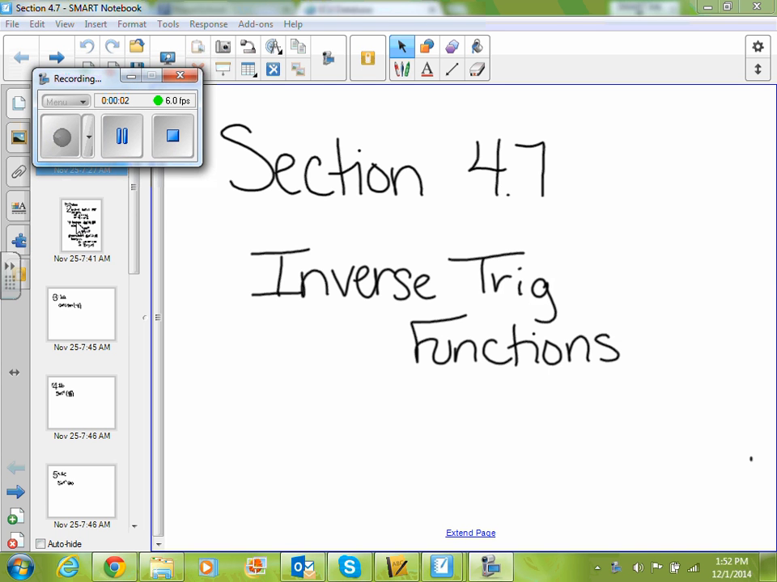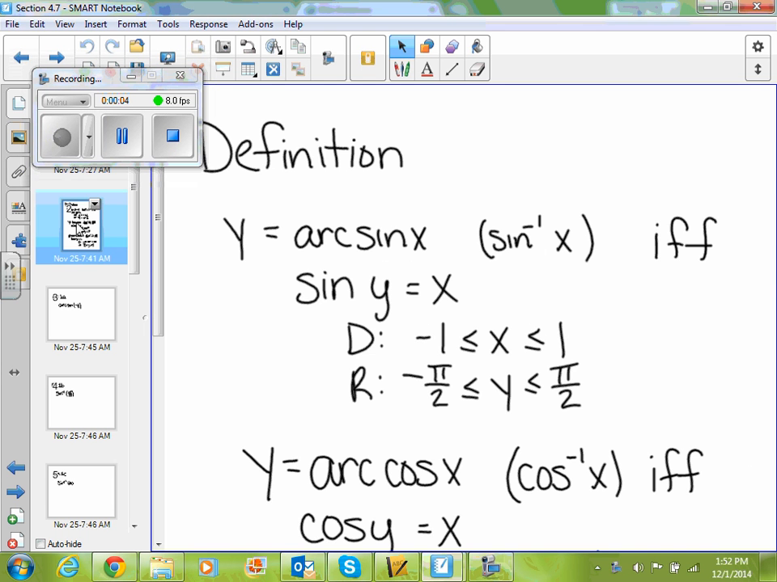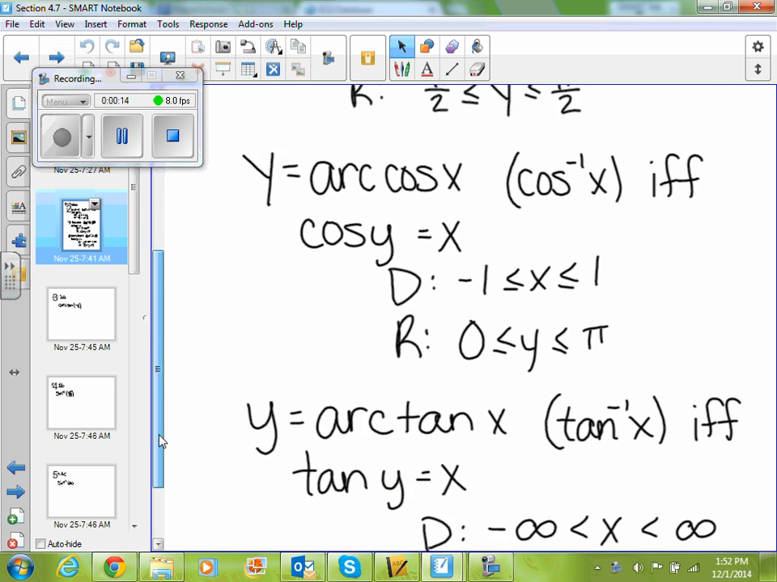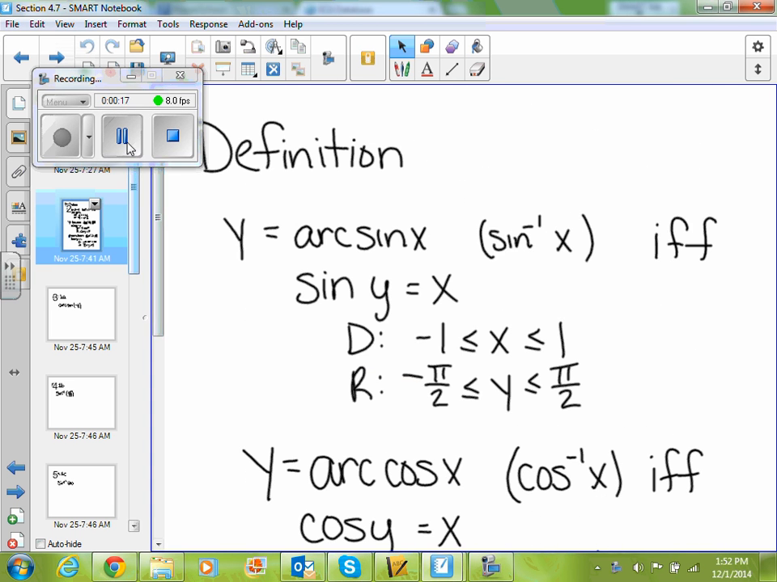Okay, so if we look at 4.7, which is our inverse trig functions, we're going to start with the definition of an inverse trig function. And so we're going to look at our definition of our inverse sine function, our inverse cosine function, and our inverse tangent function. So let's start with sine.